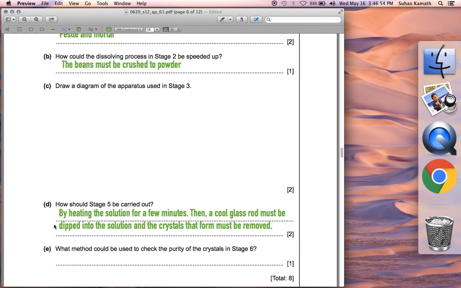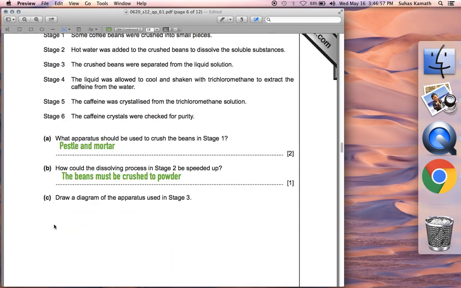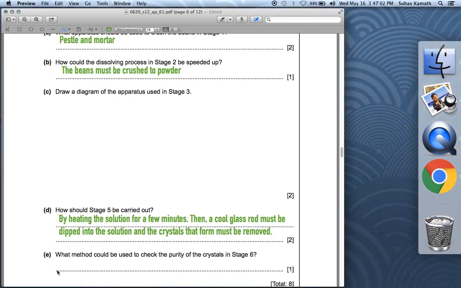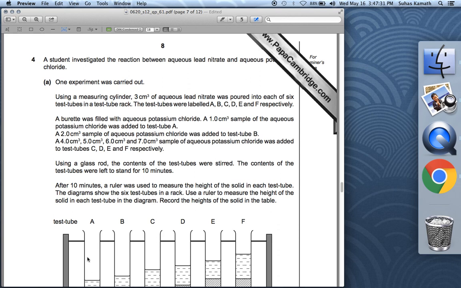What method could be used to check the purity of the crystals in stage 6? We don't know any test for caffeine, so we can write the easiest thing that we know about: measuring its boiling and melting points and comparing with known data.